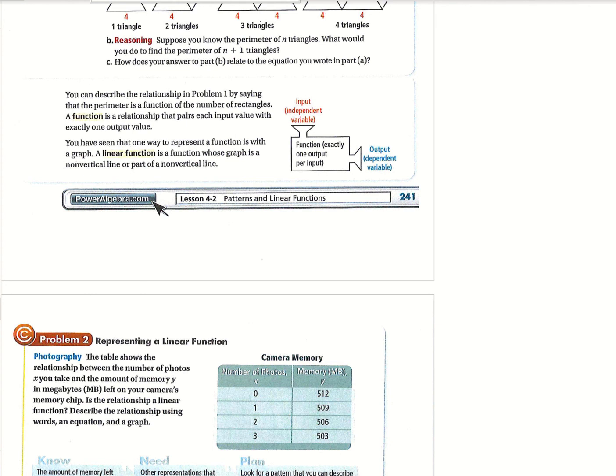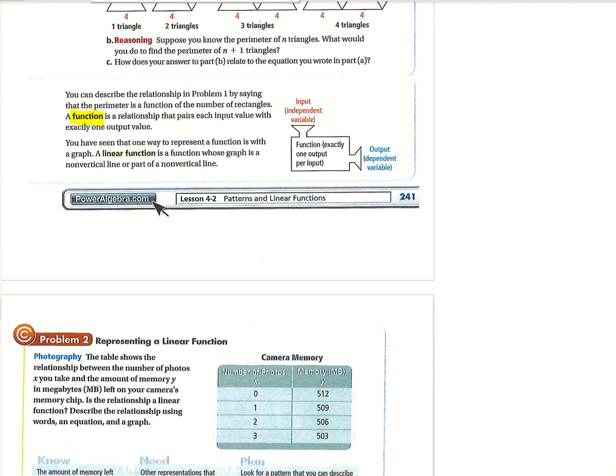All right, once you've finished that, we're at the bottom of page 241. We've got a couple more terms. All right, so you can describe the relationship in problem 1, which was the rectangle one, by saying that the perimeter is a function of the number of rectangles. All right, so a function is a relationship that pairs each input value with exactly one output value. Okay, that's going to be really important going forward. Okay, we're going to do a lot of stuff with functions.